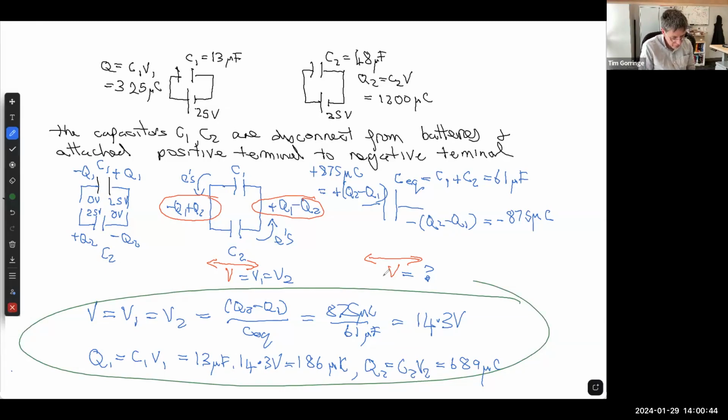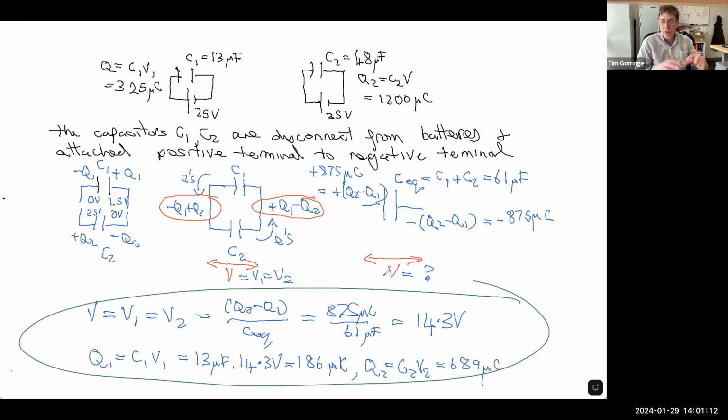If we look at the numbers, the original 25 volts across the capacitors went down to a little over half that, 14.3 volts. The charges that were stored by the capacitors, well, for C1, it went down from 325 microcoulombs down to 186 microcoulombs, and for C2 it went from 1200 microcoulombs to 689 microcoulombs. So that's also correspondingly down by nearly one half, not quite one half.